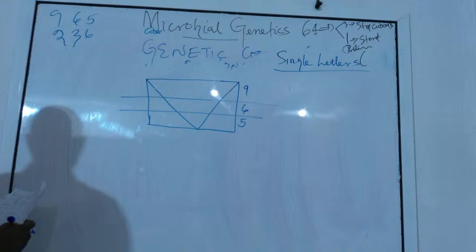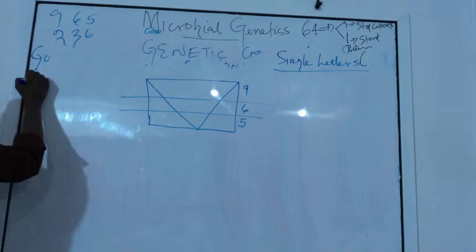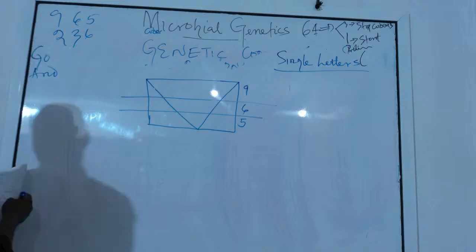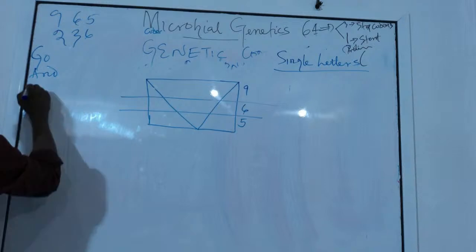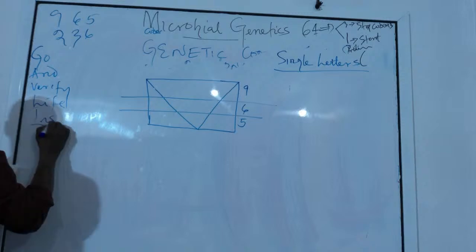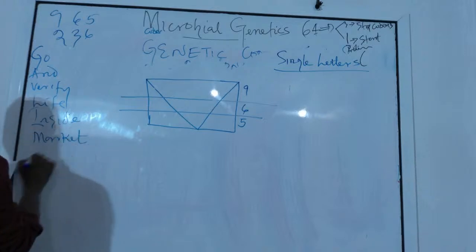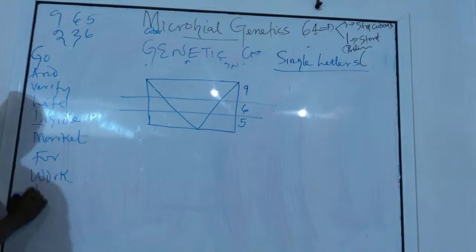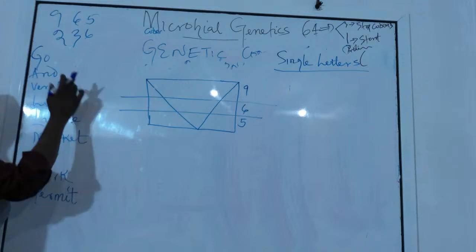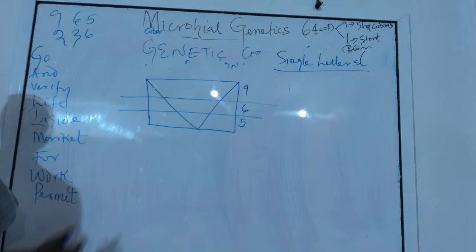The first one is: go and verify live inside markets for work permits. So if you count 1, 2, 3, 4, 5, 6, 7, 8, 9, it's going to go for the first 9.